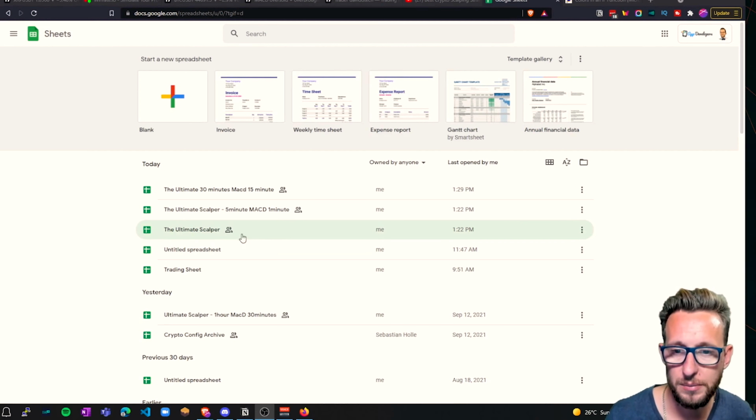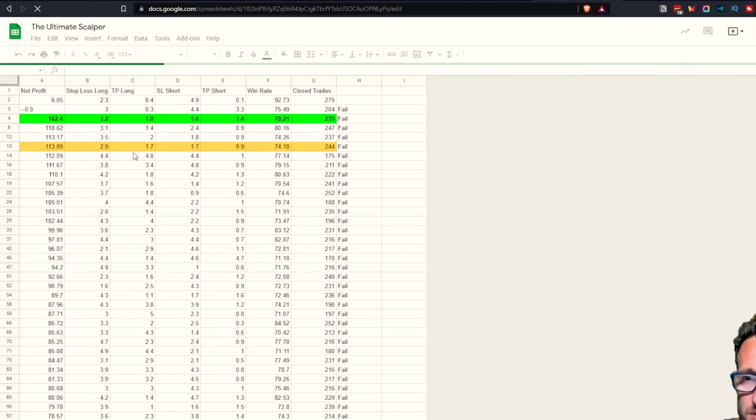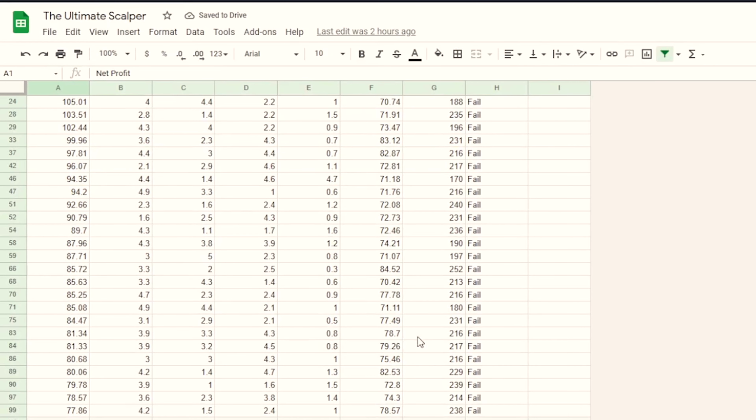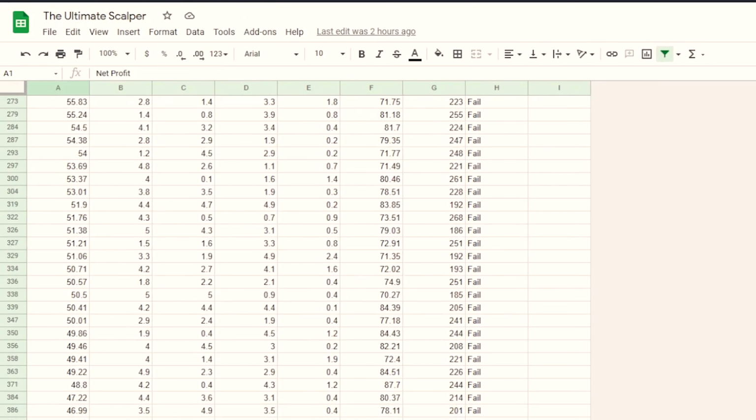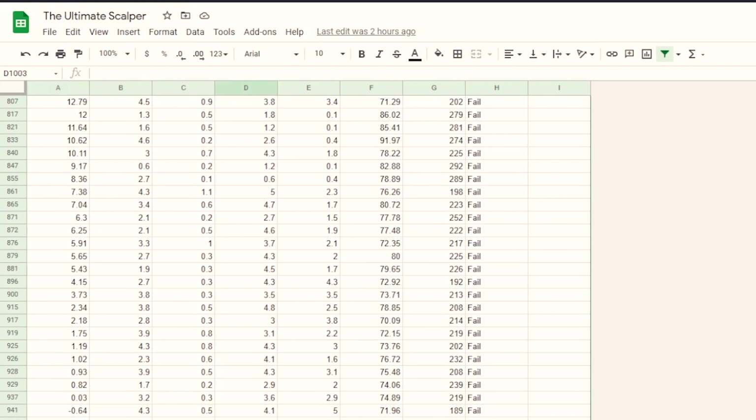Okay, let's start opening some of the sheets that I've actually shared on the Discord. Right, if we go here and click the Ultimate Scalper, this was the first one. You can scroll right down to the bottom here, and you can see that I've shared the actual settings for it on the Discord here.